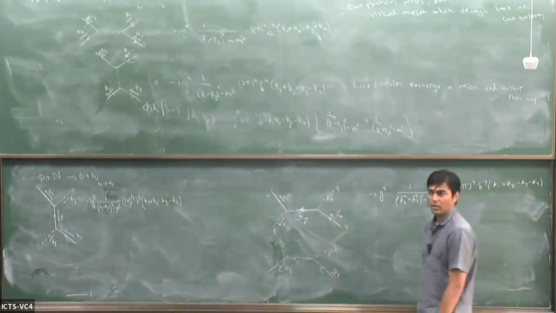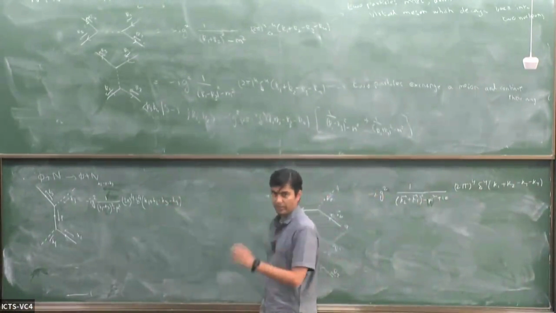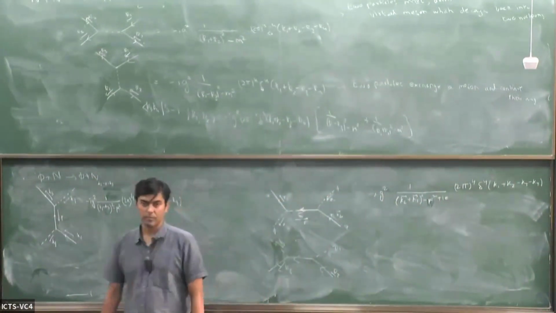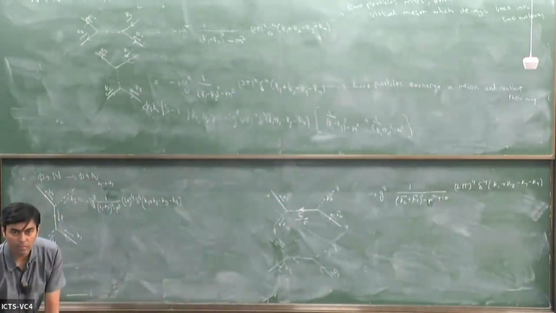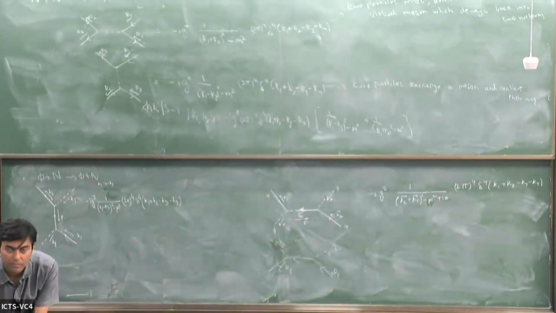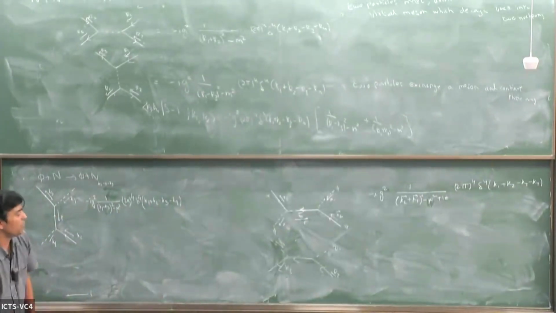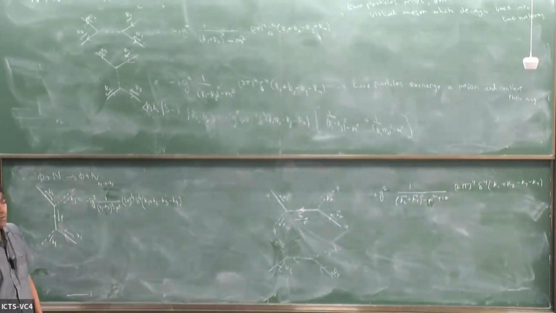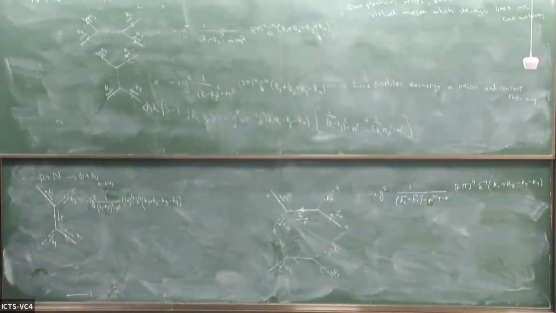Are there any other questions? No question? Yeah. What is the maximum number of processes? You just have to see how many diagrams you can draw. How do you know if there's one diagram or two or three? You don't know ahead of time. You have to draw the diagrams and see what there are.